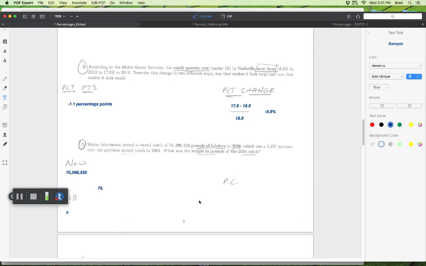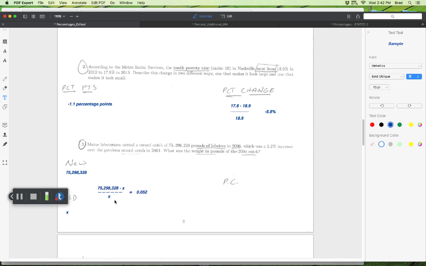So our new value 75,298,328 minus our old value, all of that divided by, we'll use that for divided by this time, our old value, right? That should give us what? Take a second and pause and figure out what that should give us. We're going back to it. So that should give us our percentage as a decimal, right? In other words, if we take that decimal and multiply by 100, we should get exactly the percent change.